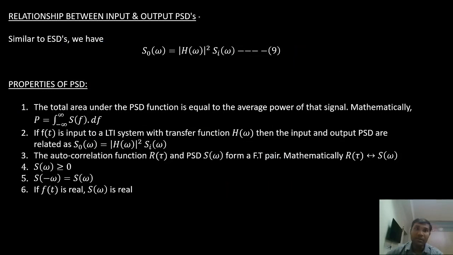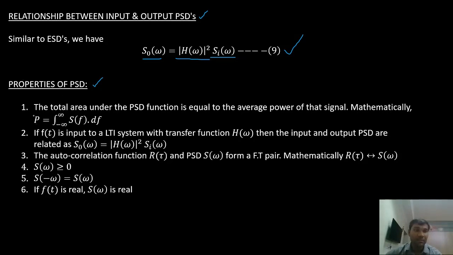Similar to the energy spectral density relation of input and output, I have a power spectral density relation between input and output. Output PSD is equal to input PSD multiplied by mod H of omega squared. And then finally we look at the properties of power spectral density. The total area under the PSD curve is equal to the average power of that signal.